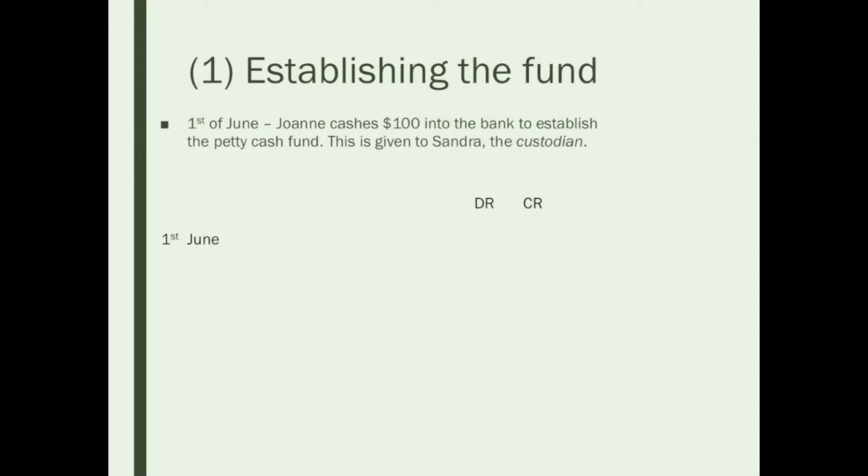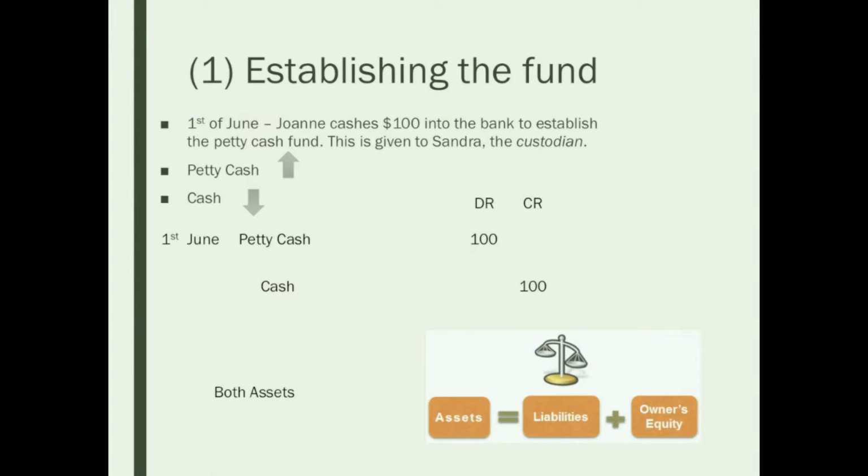This example affects the petty cash account and the cash account. As petty cash increases, hence it is debited, and as cash decreases, it is credited, like so. It also must be noted that cash and petty cash are both types of assets, as Joanne's Consulting Services still has its cash. Hence there is no change in the assets equals liabilities and equity equation.